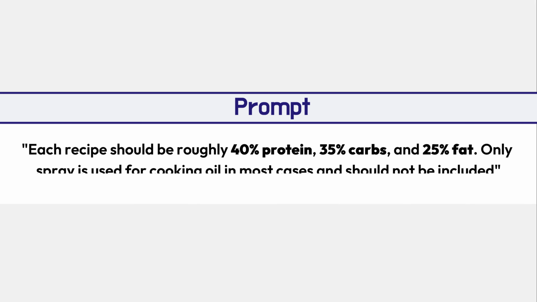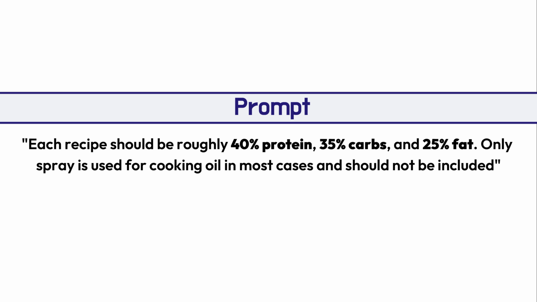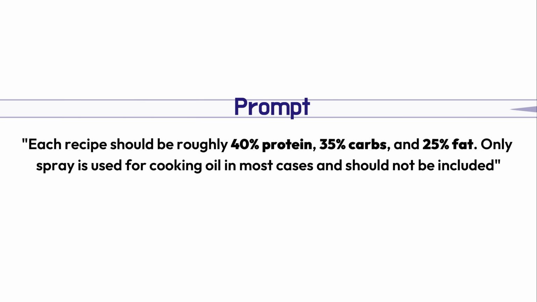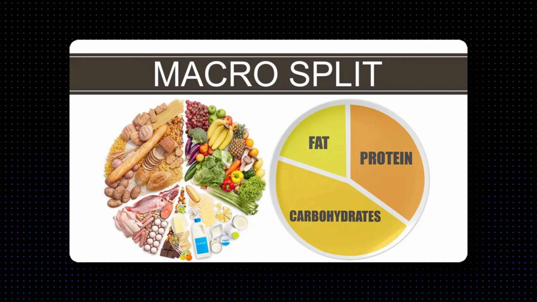The next thing, we're going to get quite specific about macros. Each recipe should be roughly 40% protein, 35% carbs, and 25% fat. Only spray is used for cooking oil in most cases and should not be included. Now, I tested different macro splits for months, worked with a nutritionist before landing on these numbers. If you have different needs, feel free to change them to match yours.